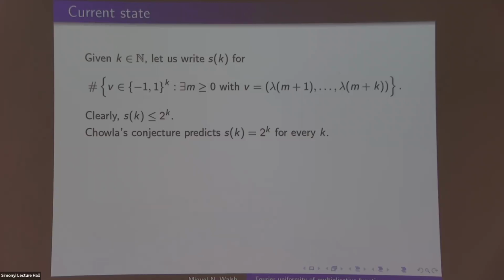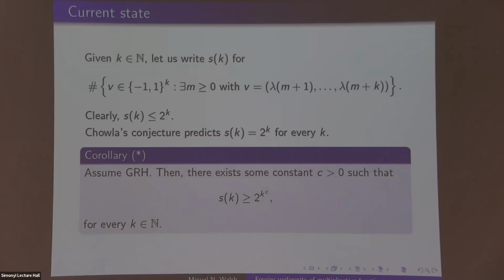Now, as a consequence of the result of the previous slide, with an asterisk, which I will clarify in a second. So it's not an entirely rigorous thing, but it should be rigorous in the future. You get, for example, the following consequence. Assume GRH. Then there exists some absolute constant c greater than 0, independent of k, such that the number of sign patterns of length k is at least 2 to the k to the c. So as you see, we didn't have faster than linear growth before, and now we're getting kind of close to the exponential in k, at least for the moment, assuming GRH.